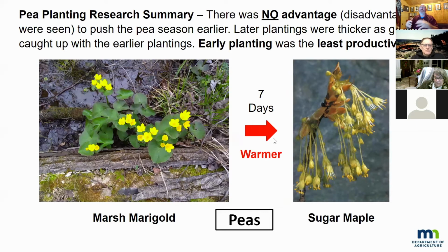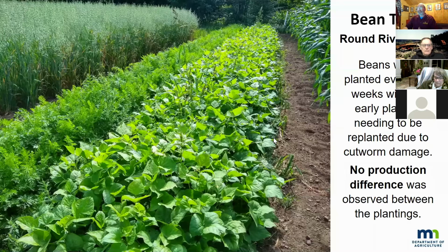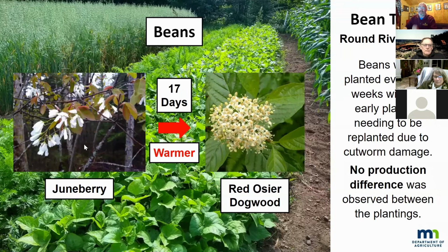that you can optimize your farming operation. Beans, same thing, early ones got eaten by cutworms. Even though they would have done well, the cutworms came in their phenological cycle, reached the stage, and grew big enough to start eating the beans. So you can keep trying to beat those cutworms, and if you want to, plant them right after the June berries flower. But if you want to save the replanting and all that hassle, plant them after the red osier dogwood. So each crop has its own challenge.